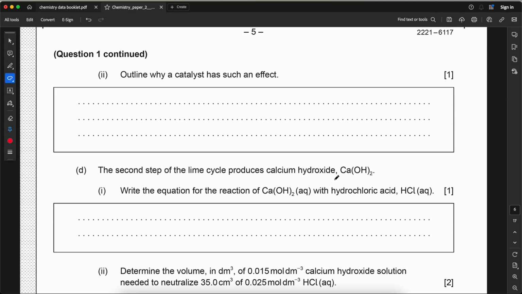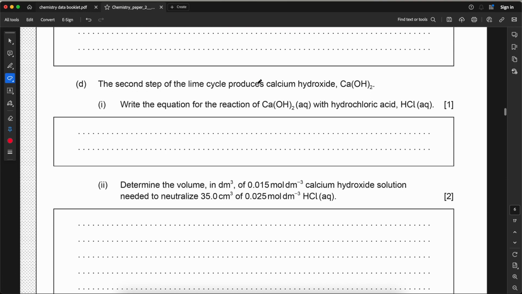Outline why a catalyst has such an effect. Because it provides an alternative pathway by lowering the activation energy.